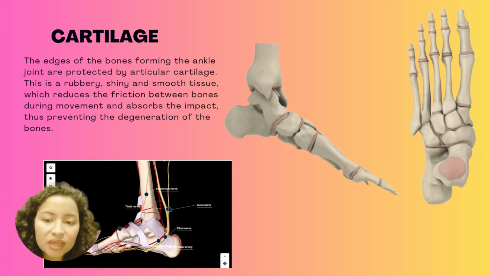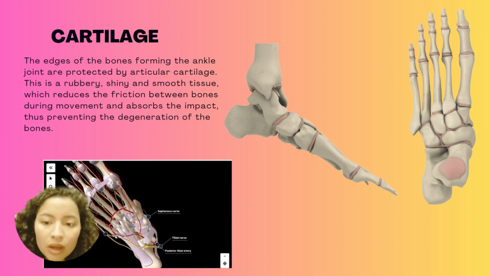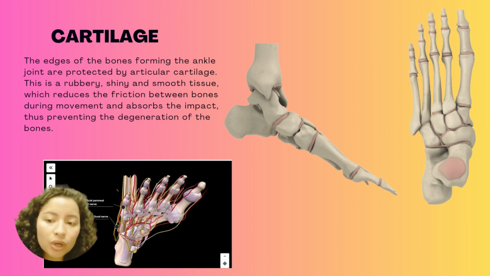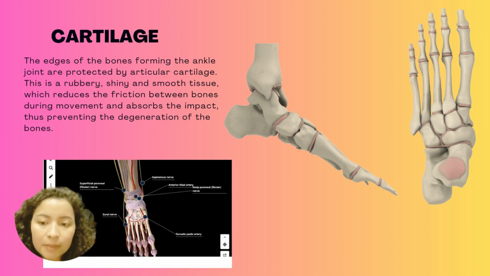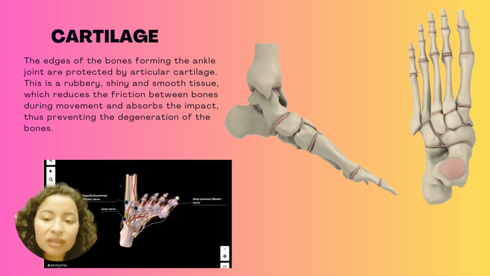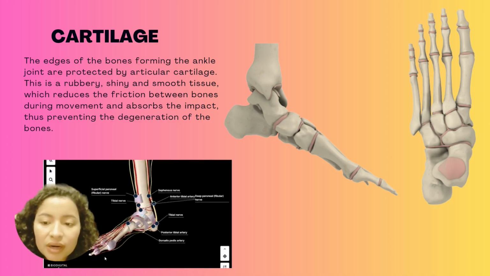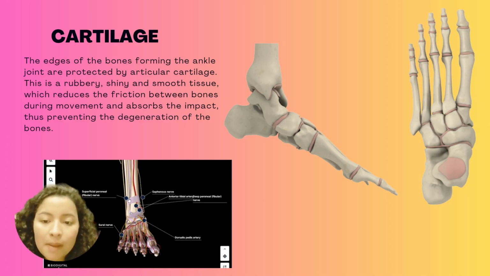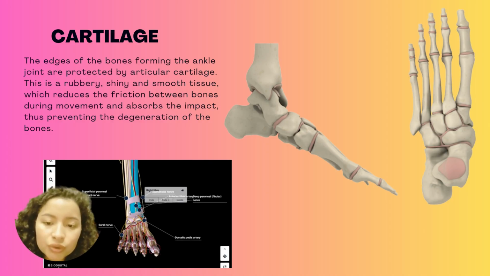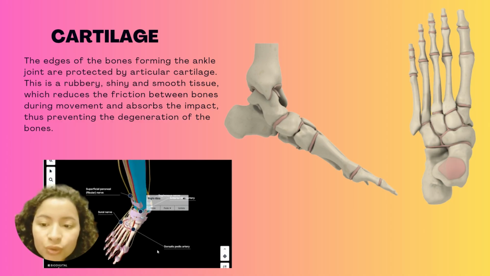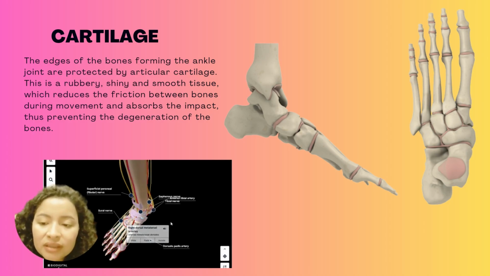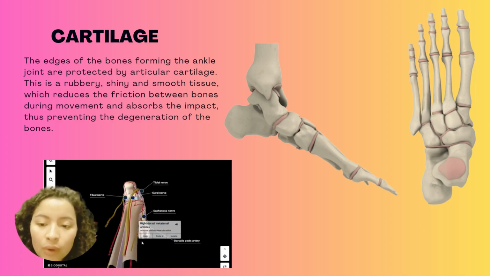The cartilage. The edges of the bones forming the ankle joint are protected by articular cartilage. This is a rubbery, shiny, and smooth tissue, which reduces the friction between bones during movement and absorbs the impact, thus preventing the degeneration of the bones.